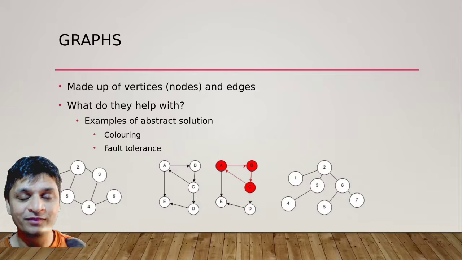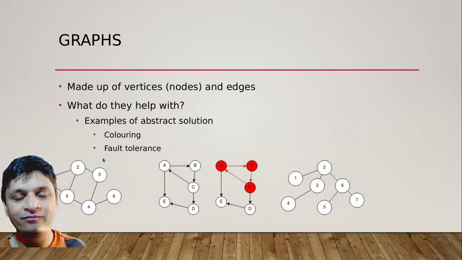In an example like fault tolerance, what I'm looking at is if I remove a vertex from a graph, does it disconnect the other items? So if I removed vertex 3, can I still walk from everywhere to everywhere?